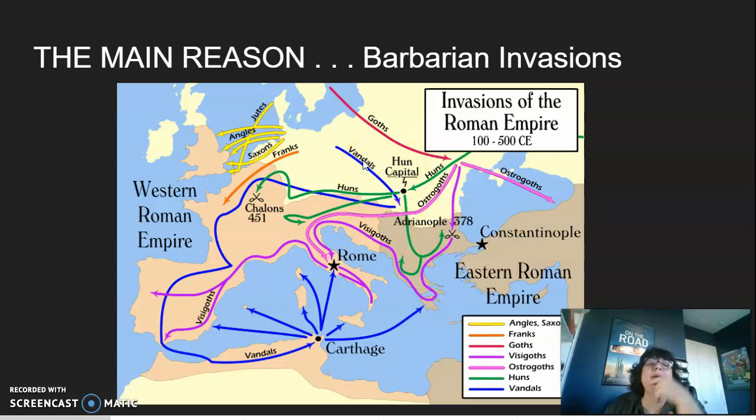And guess what? They don't have a strong military. They can't fend them off. They can't fund their military. That's an economic cause. People don't want to fight in the military. That's a social cause. So that all weakens them for these barbarian invasions. And ultimately, in 476, the Roman Empire on the western side will fall.